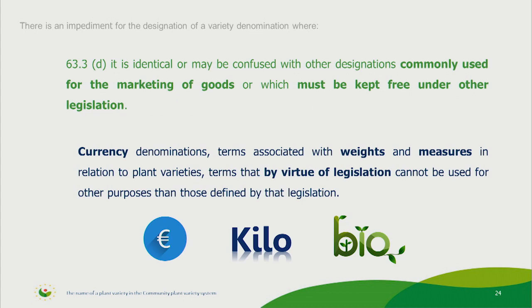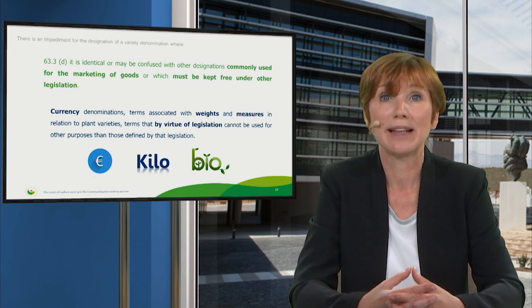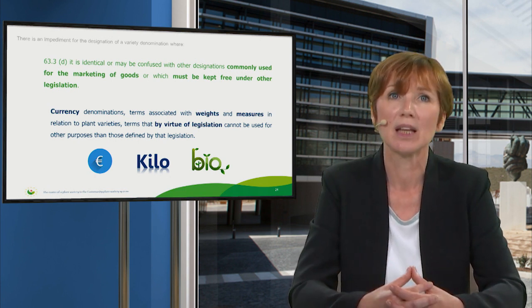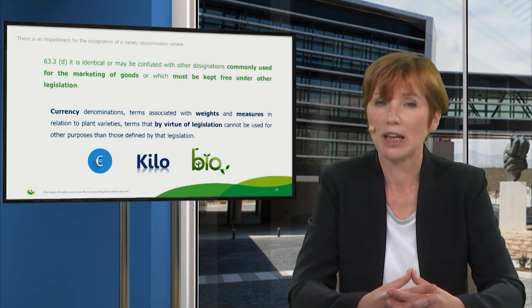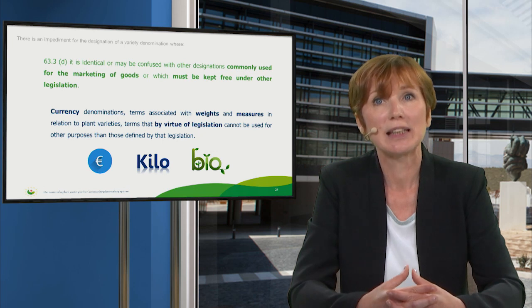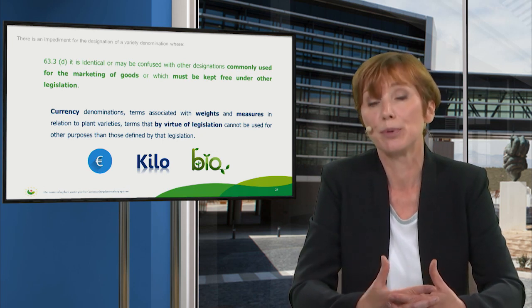So, in addition to the similarity aspect, certain terms which are commonly used in a commercial context and that could be applicable to plant varieties, or terms or expressions which contain an element that by virtue of legislation is not to be used for other purposes than those envisaged by this legislation, can constitute an impediment to the suitability of a variety denomination. This is the case, for instance, for terms that refer to existing currencies, like euro, to weight and measures, like kilo or caliber, or terms of which use is strictly governed by a specific legislation like bio or eco.